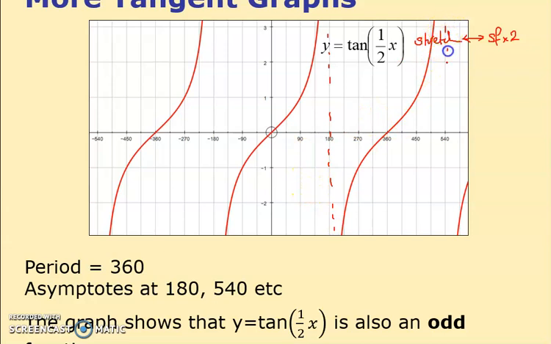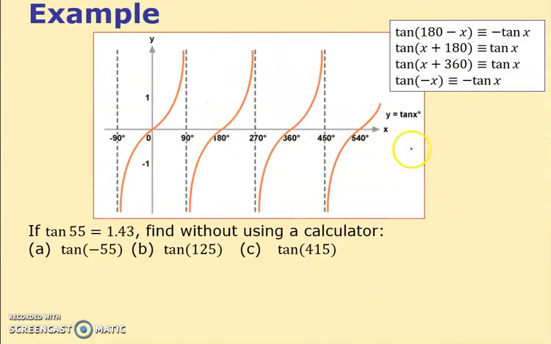And then at 540. So it's twice as big, twice as wide effectively. The period now is not 180, it's 360. The asymptotes at 180 and 540, etc. And this again is an odd function. Here are some of the rules I want us to be aware of then, and use that we saw before.